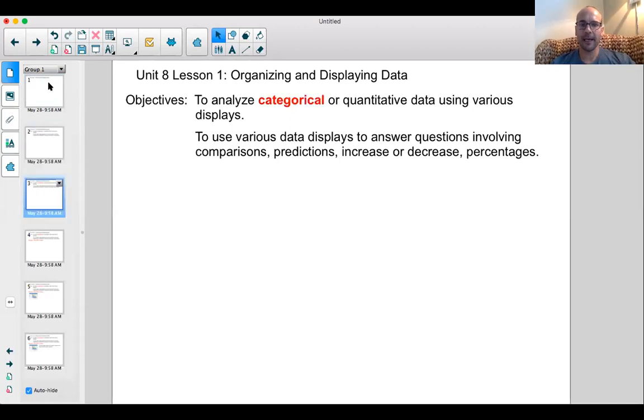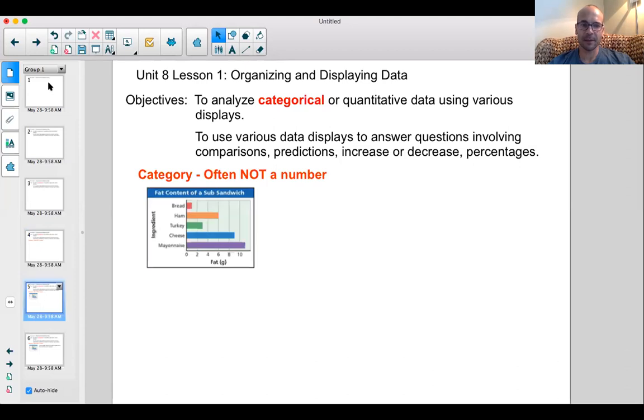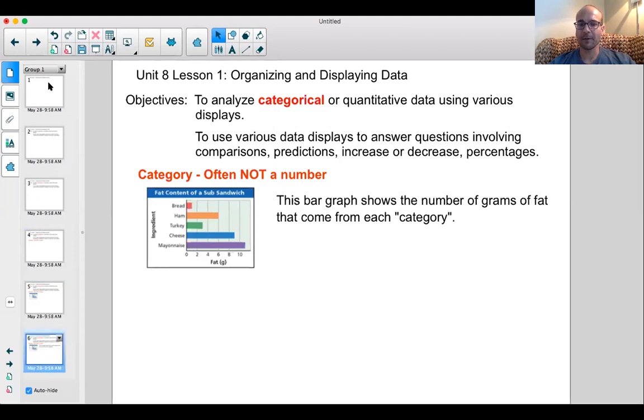So first we'll take a look at categorical data. So right there in the word categorical, you have category. And categories aren't always numbers. I mean, zip codes are types of numbers that happen to be categories, but a lot of times it's not. Like for example, we could categorize grams of fat, and they could be grams of fat that are in bread in a sandwich, or ham, or turkey, or cheese, based on this graph here. This is called a bar graph. And a bar graph is going to show a number of grams of fat that comes from each category.